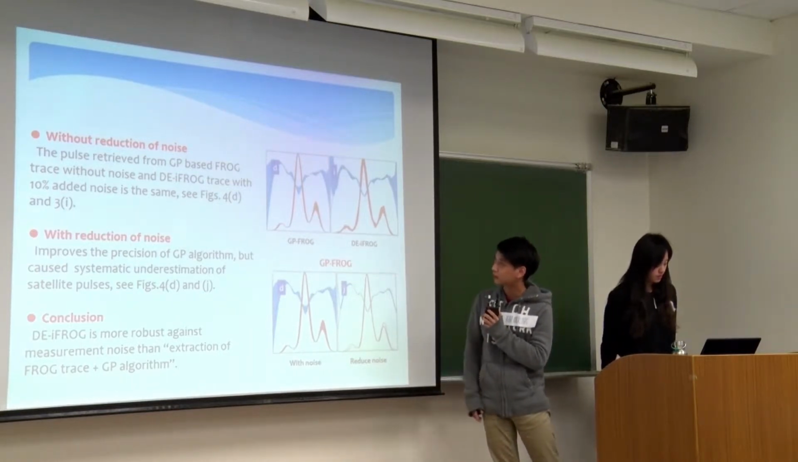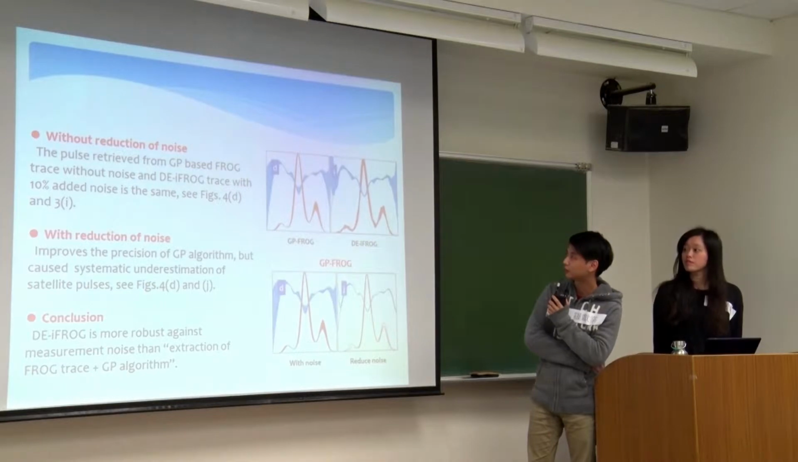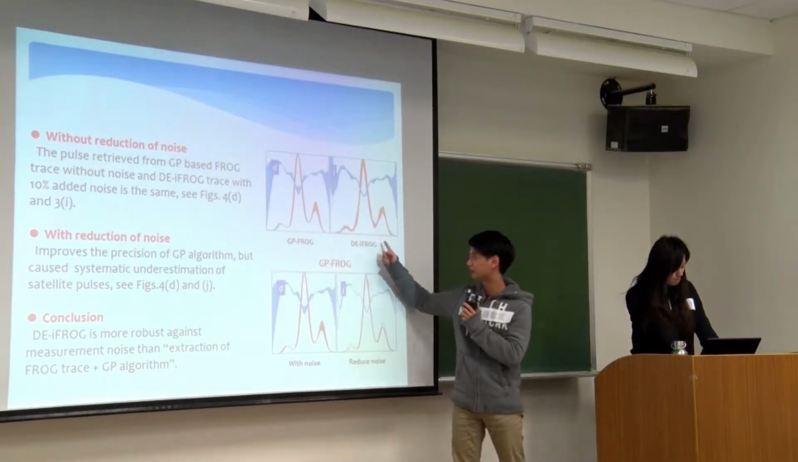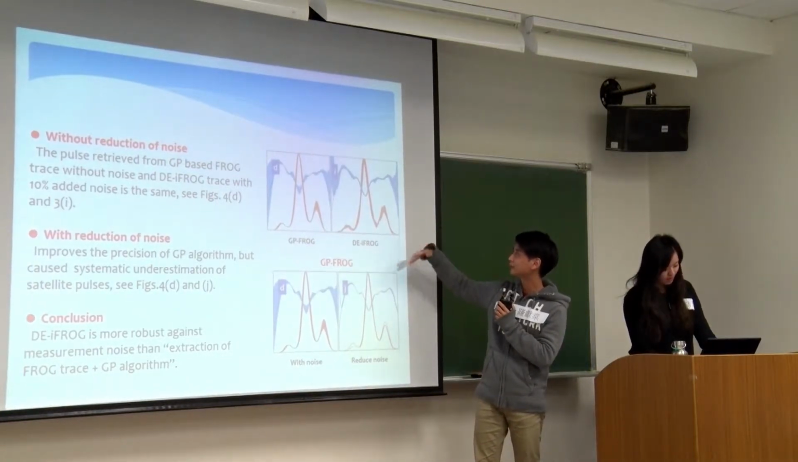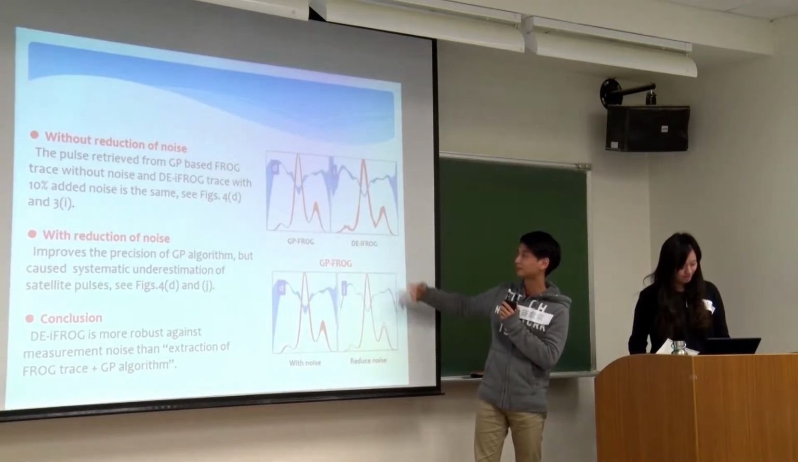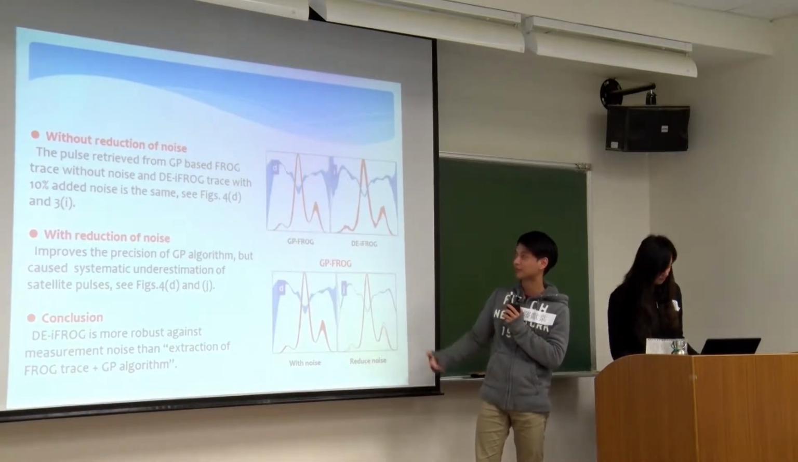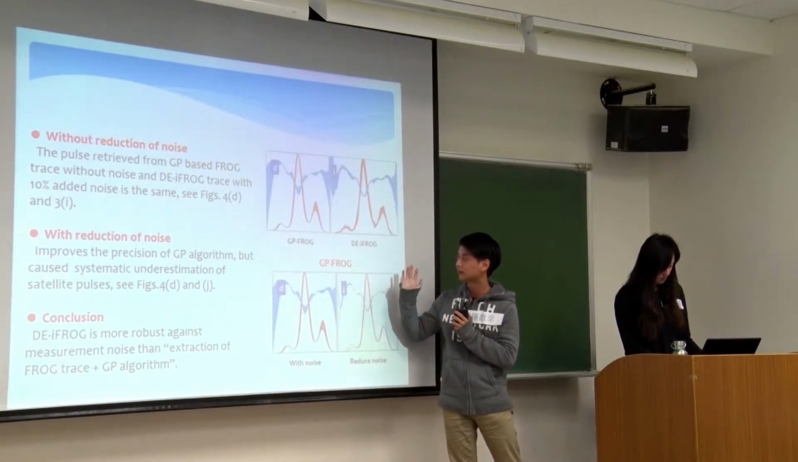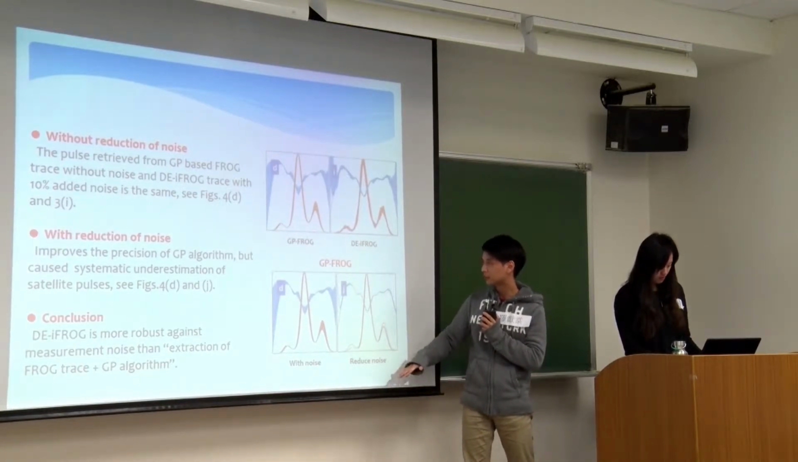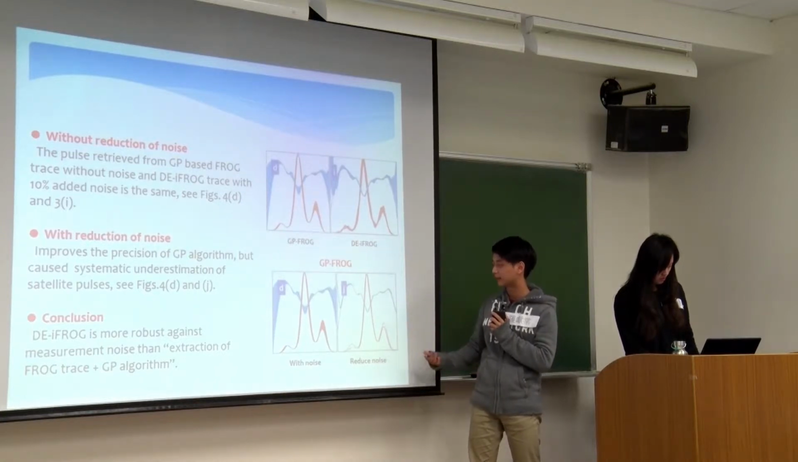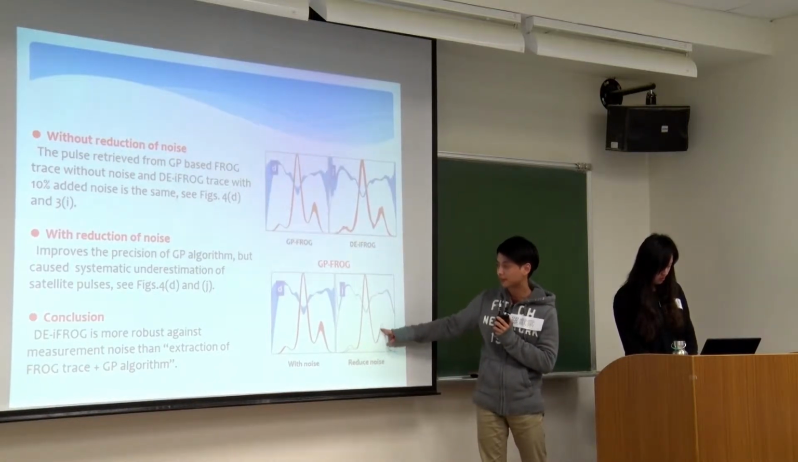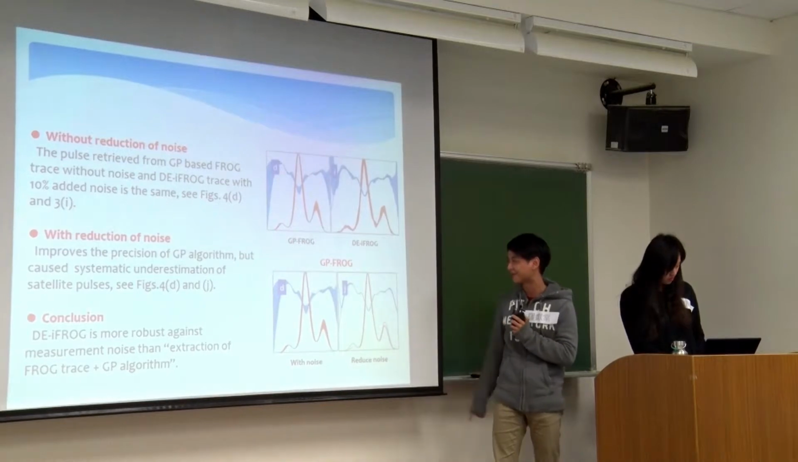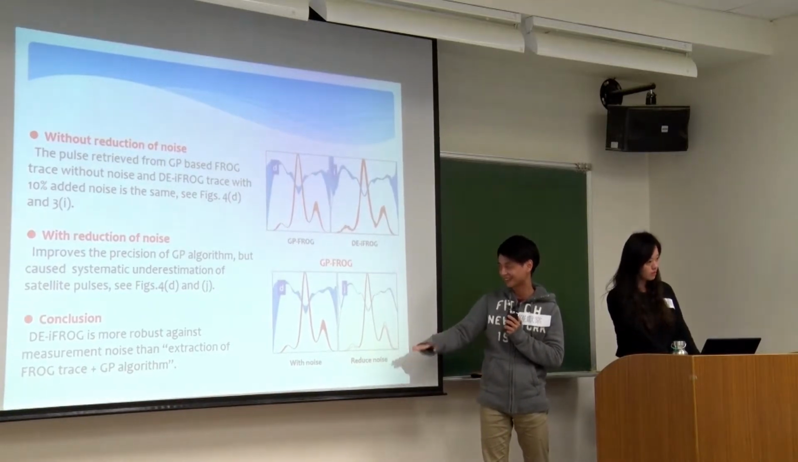The above two figures show the pulse retrieved from a GP-based FROG trace without noise, and with 10% noise. And you can see it's roughly the same. So DE IFROG has good noise resilience. And if you want to use the GP FROG and reduce the noise, you will have a side effect that the side lobe, the satellite pulse, is underestimated.